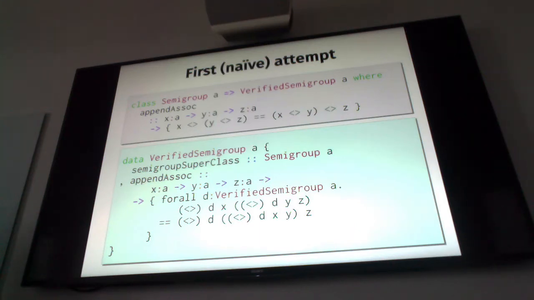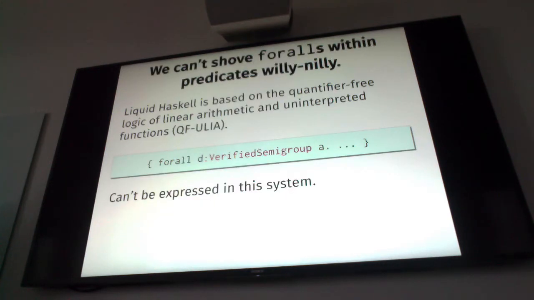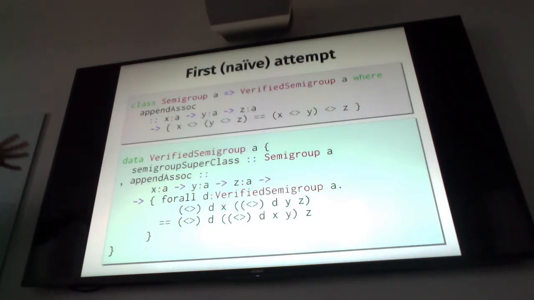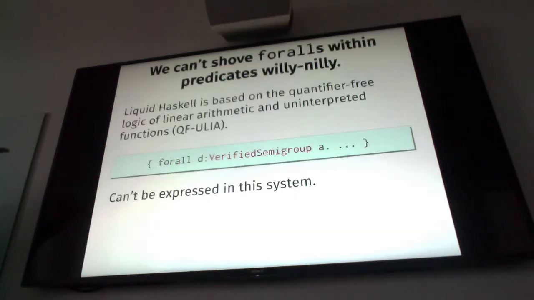I'm not sure what you're saying. The next slide. So this is a recap of a conversation I had with Ranjit Jhala, where he explained why that approach would not work. I understand it up to the point that Liquid Haskell does not have the ability to express types like this. That was the more detailed reason he gave.